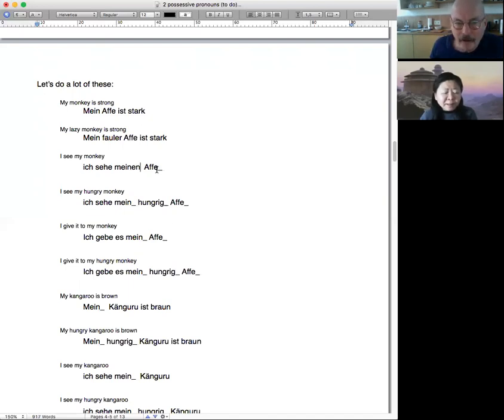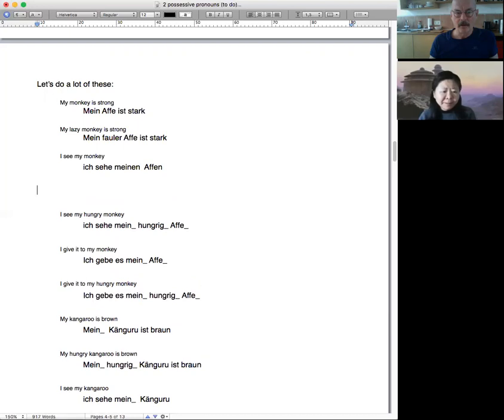Meinen, and then if it's a masculine noun that ends in E in row two or three, it gets an N. Okay. Ich sehe meinen Affen. Yeah. So there's a document on the G drive that describes this. If the noun ends in E and the noun is masculine, then rows two and three get an extra N. You could say meinen Affen.